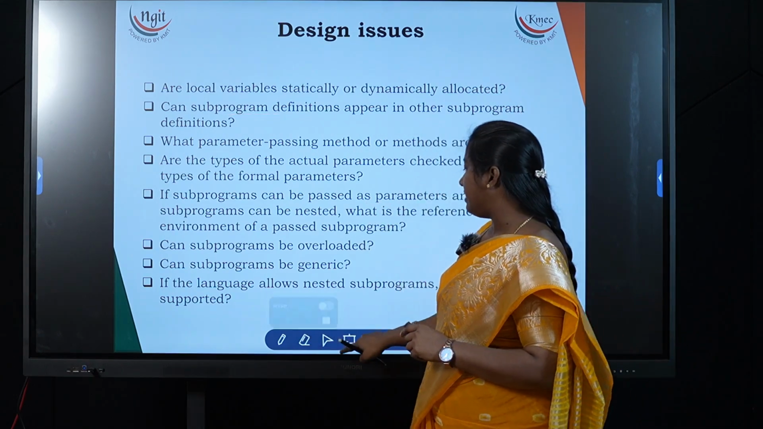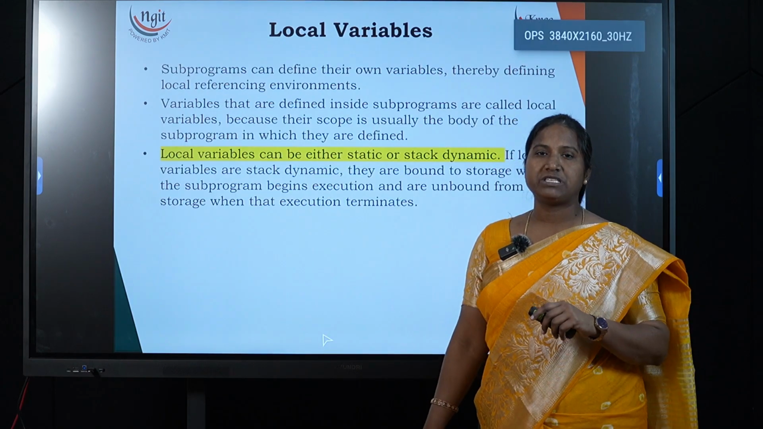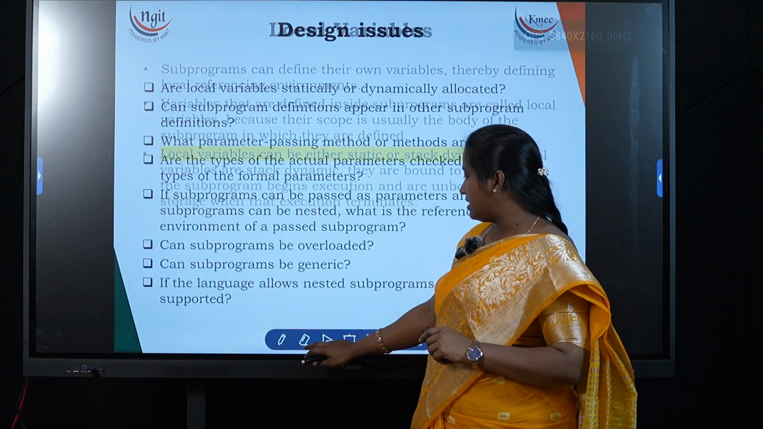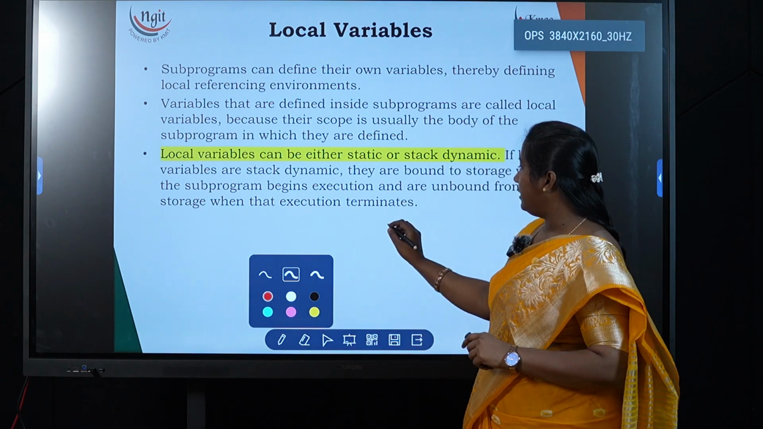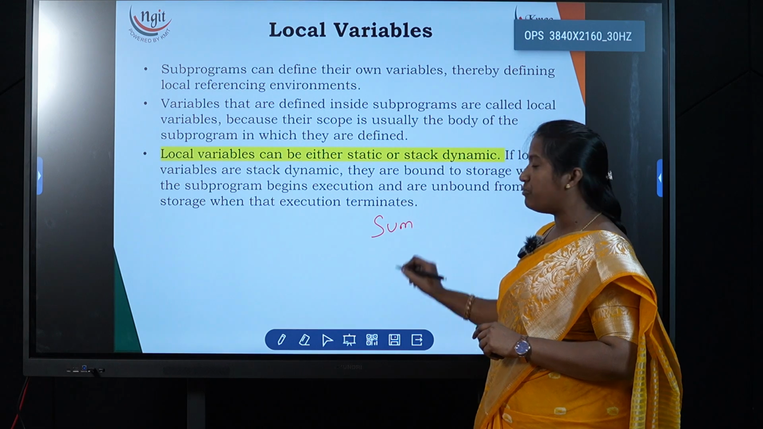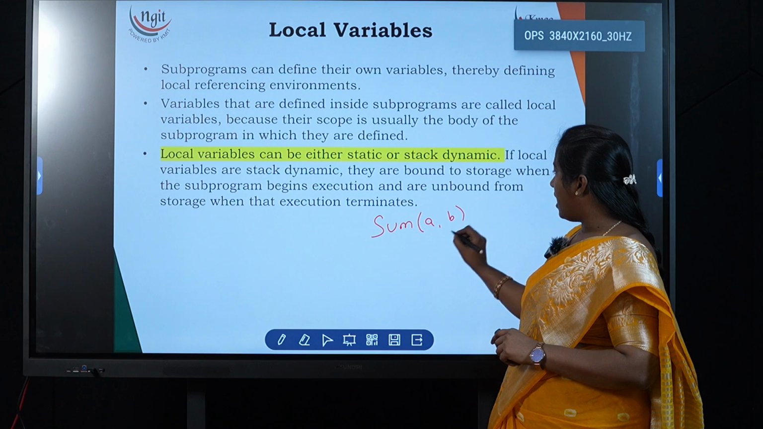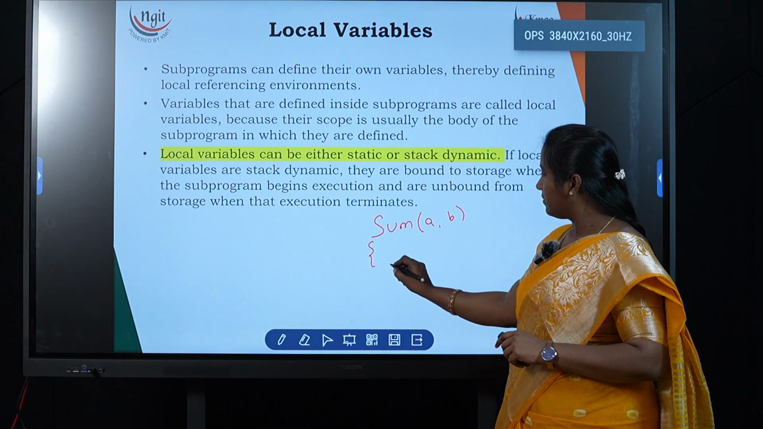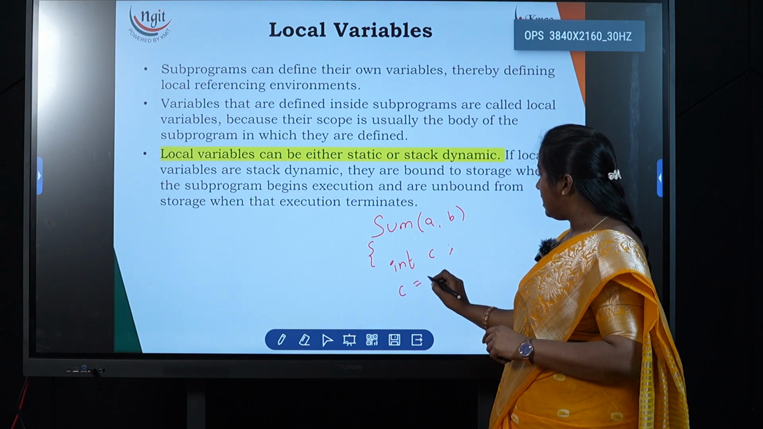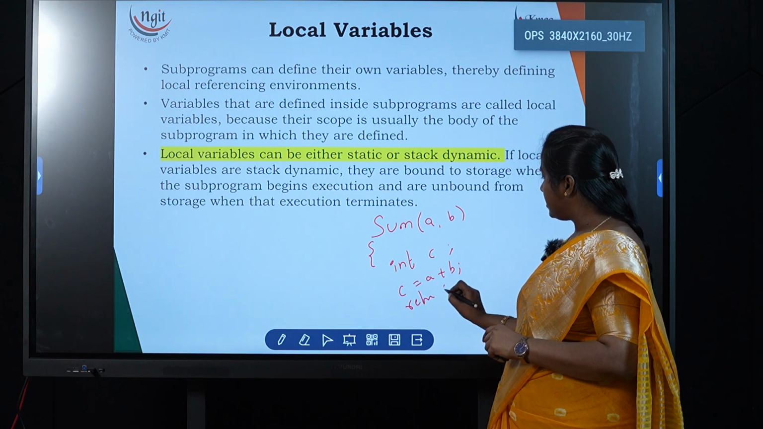Now, let's get started to know more about how variables are specified in the subprogram. To understand this, I'll give an example. Let's say I want to take a sum function. I am taking two parameters a, b, then int c, and c is equal to a plus b, and return c.